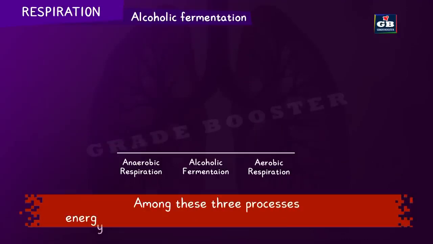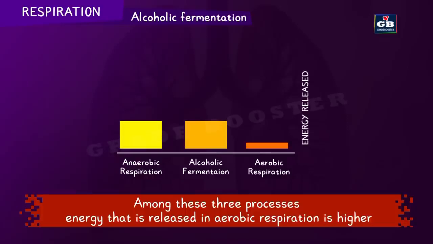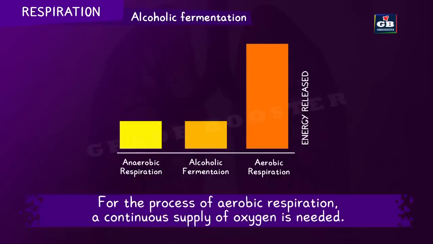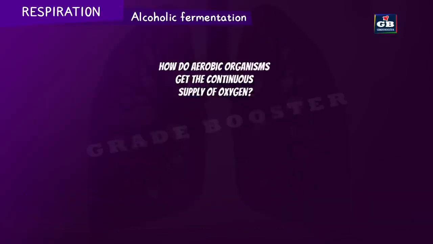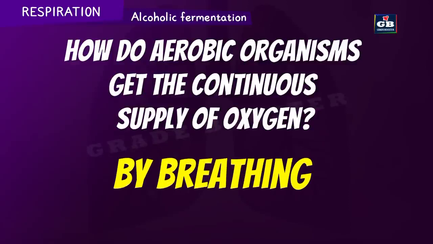Aerobic respiration, anaerobic respiration, and alcoholic fermentation. Among these three processes, the energy released in aerobic respiration is higher. But for the process of aerobic respiration, a continuous supply of oxygen is needed. Then how do aerobic organisms get the continuous supply of oxygen? It is done by breathing.